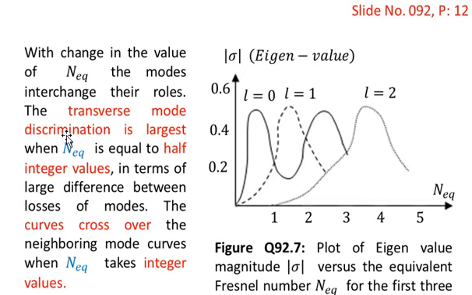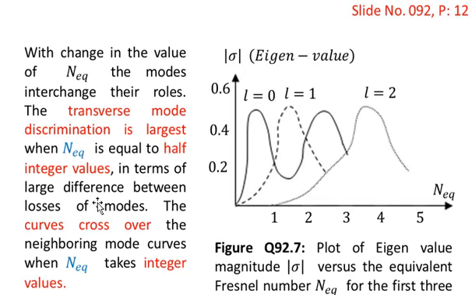The transverse mode discrimination is largest when N equivalent is equal to half integer values. So look at half integer values. That is, for L is equal to 0, the peak occurs at the half value, which is 1 by 2. Similarly, for L is equal to 1, the peak occurs at 3 by 2, which is 1.5. Similarly, L is equal to 2 occurs at a value of 2.5, and so on. And you see that these are the transverse modes we are talking about. The transverse mode discrimination is largest when N equivalent is equal to half integer values.